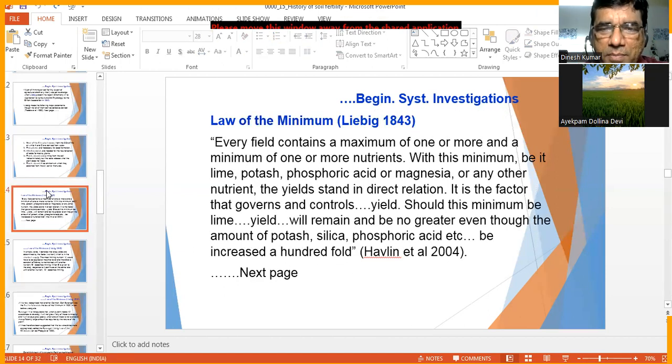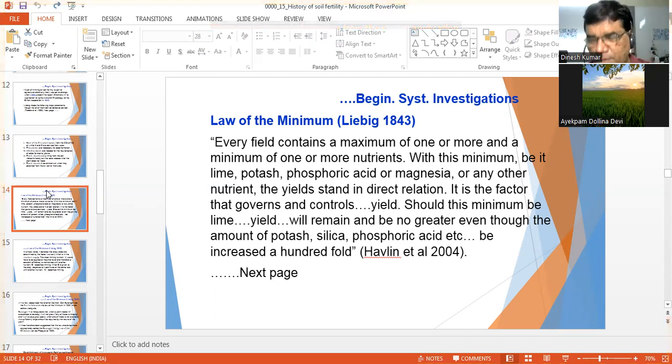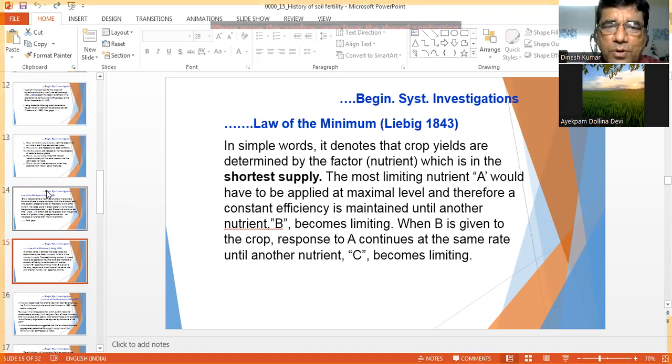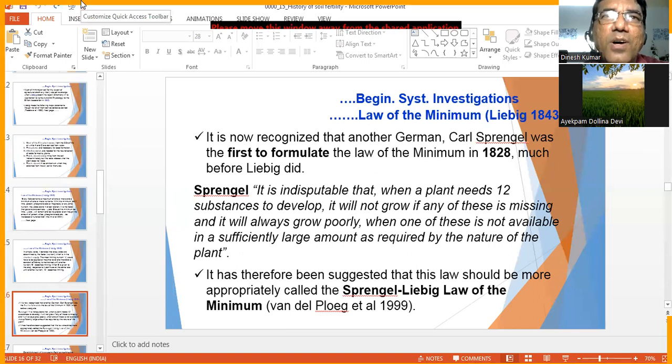Now, the law of the minimum, I need not repeat it. I think I already covered it at some other place, but it is part of the history. So it was proposed in 1843 by Liebig, and it is important in balanced fertilization. You can go through these two or three slides I will share. But what is important here is that there was some problem with Liebig.